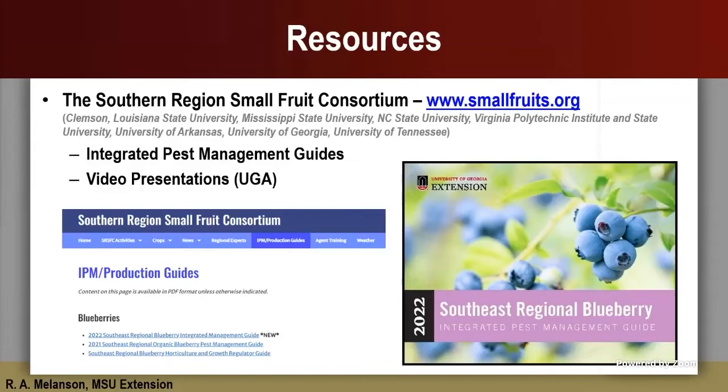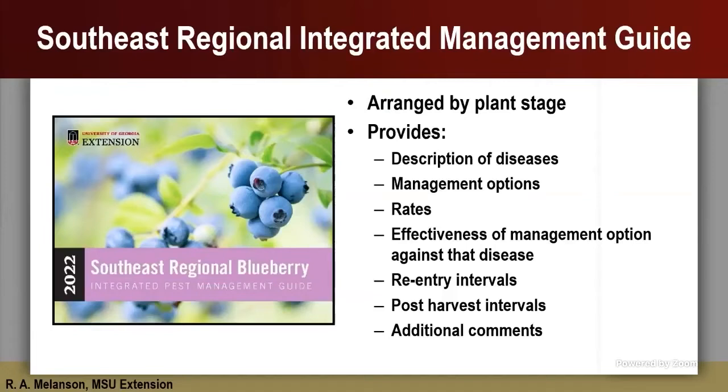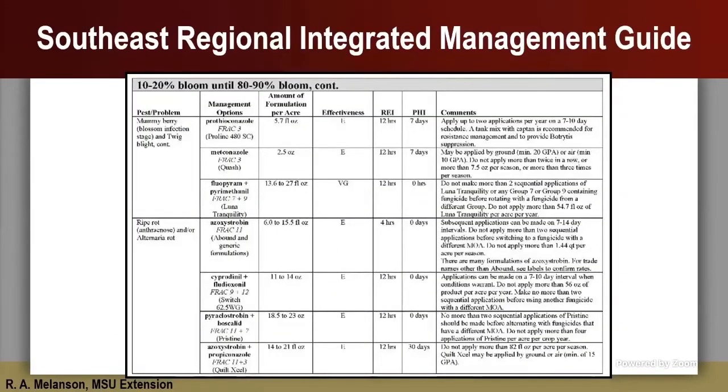There are video presentations. I don't believe the blueberry one is posted yet, but the blueberry IPM presentation by University of Georgia is a longer video that goes more in depth into some of the diseases that I won't have time to cover today. But this guide is very useful and it provides descriptions of diseases, the various management options, as well as the rates, re-entry intervals, pre-harvest intervals, and then additional comments. And the guide is arranged by plant stage. I won't give specific fungicide names today, but an example of one of the pages out of that guide is shown on the screen here. This shows some example listings for mummy berry and ripe rot.